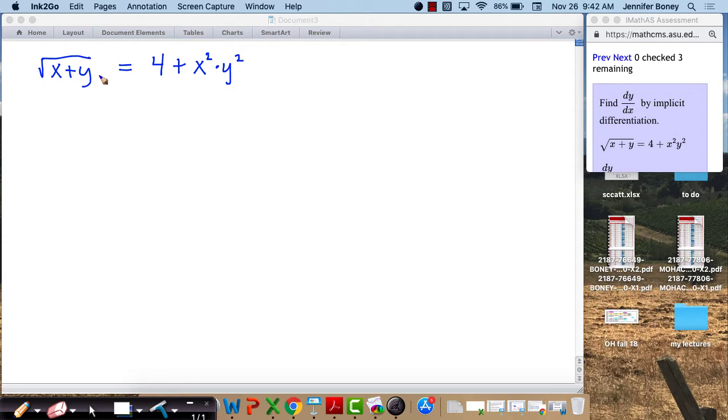But the idea is I've got overall this left-hand side, what is the general type of function? It's a square root of something. So our derivative is 1 over 2 times the square root of that same x plus y, times the derivative of x plus y. The derivative of x plus y has more than one term, so as usual, put it in parentheses. And the derivative of x with respect to x is 1.